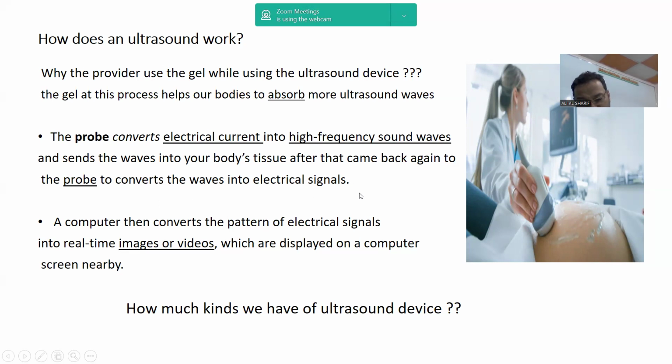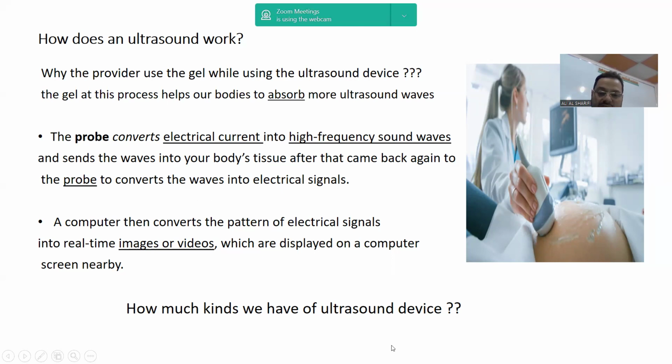I used an image in the previous lecture with two arrows, one in and one out, to explain these statements. A computer then converts the pattern of the electrical signals into images or videos, which are displayed on a computer screen like here.